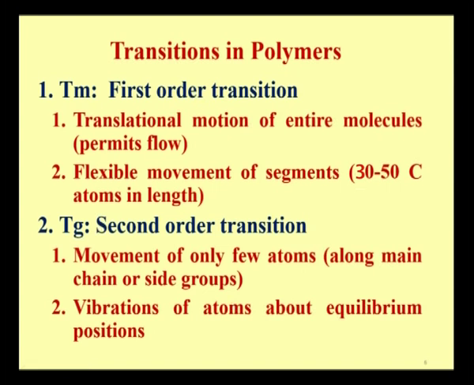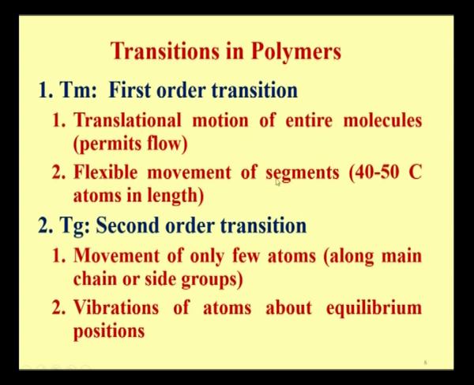Further, this first order transition, which is represented by the melting point, could comprise two different types of motions, and the second order transition, represented by the glass transition temperature, may also involve two other types of motions. Therefore, there are four possible motions that can happen in a polymer sample. The first order transition includes translational motion of the entire polymer molecules, which makes the whole of the polymer move easily, which permits the polymer to flow easily. So, this translational movement of the entire polymer chain is called the first type of first order transition. The other type of first order transition is that it can also possess a flexible movement of the segments.